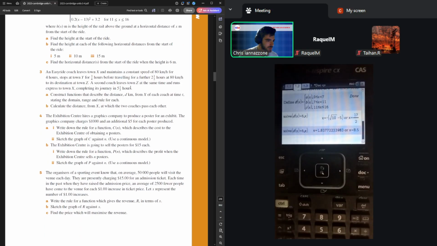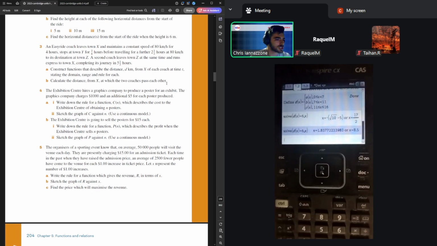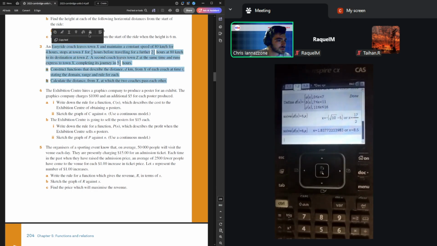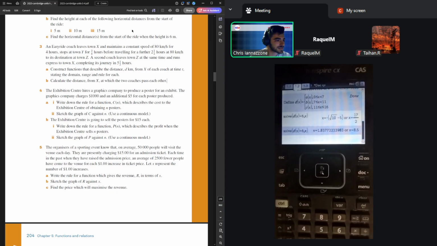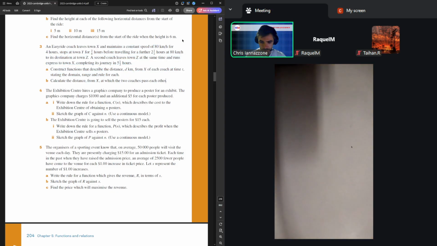Sweet. Okay. I know question 3 tends to get people sometimes, working with speed, distance, time. Those formulas tend to be a bit confusing when applied in these application questions. So maybe we'll have a look at one of these. Okay, a coach leaves town X, maintains a constant speed for 4 hours, stops at town Y, and the next trip is to town Z. Okay.